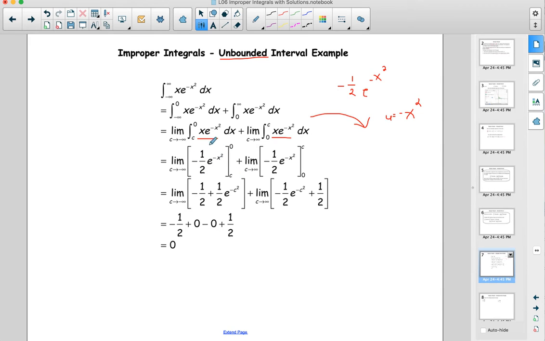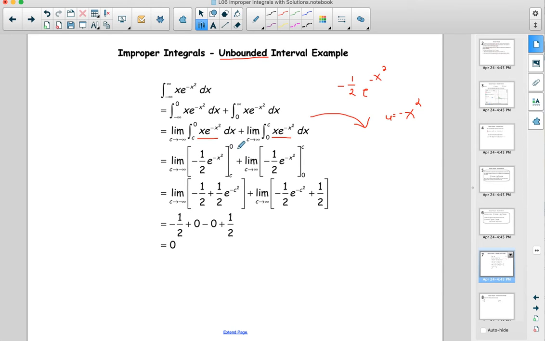And if you wanted to differentiate this, you would get e to the negative x squared times the derivative of the inside, which is negative 2x. And negative 2x times negative 1/2 is x. So you can see that we are indeed getting back to where we need to be. So now we have the antiderivative of this. We now evaluate this one from c to 0, and this one we're going to evaluate from 0 to c. I said integrate, but I meant evaluate along the bounds of integration.